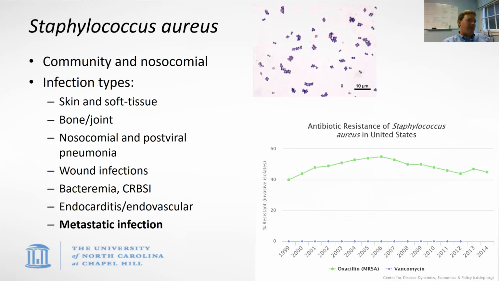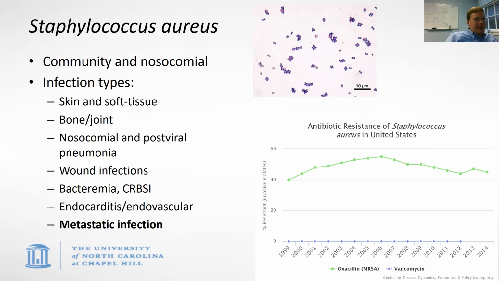All right, so now I'll run through some specific examples of really critical organisms. I talk about Staphylococcus aureus a lot because it's the king of all bacterial pathogens. It causes community and nosocomial infections. It causes skin and soft tissue infections, bone and joint infections, nosocomial and post-viral pneumonia. This can be really severe.